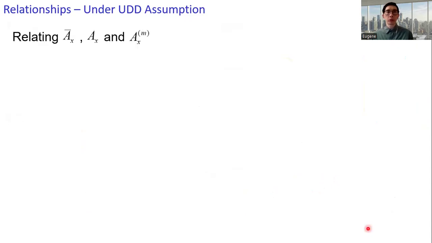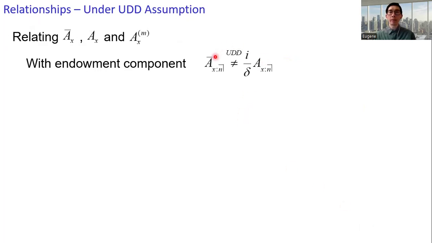All right, get back to the relationship. Suppose we are working with endowment insurance, that is the insurance with endowment component. Remember that this relationship does not hold. Instead, we do the approximation for the first part without the endowment component, and then we add the endowment component, the nEx. And this is the full relationship for insurance with endowment components.